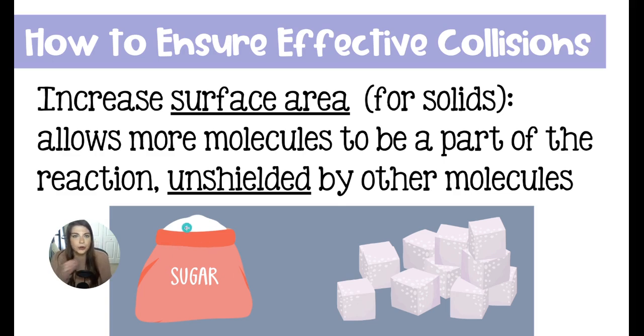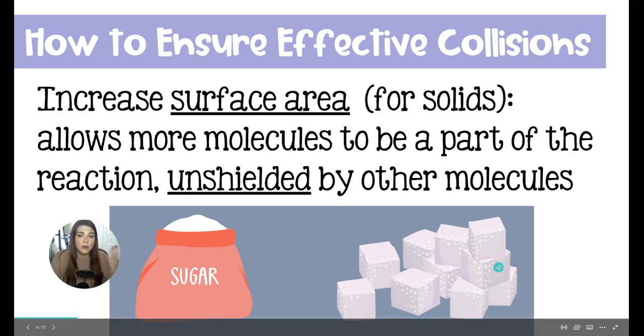If you have regular granulated sugar, like you would use to bake a cake, all of those little tiny sugar crystals obviously are made of tiny molecules. But because that sugar crystal is so small, you have a very large surface area of sugar there. So there's not a lot of shielding from other molecules, so if you wanted the sugar to react with something, a lot of the sugar molecules are in contact.